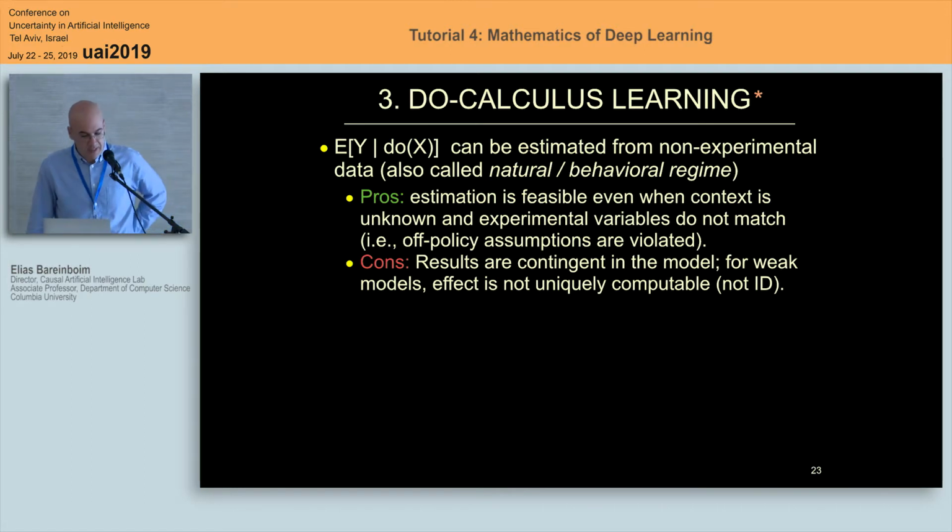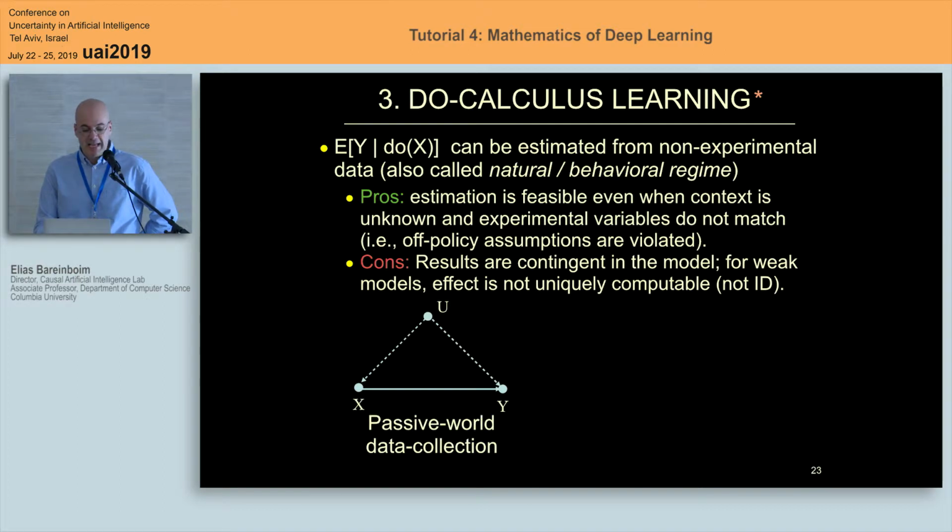Negative results are contingent on the model. You need a causal graph or some level of understanding about these mechanisms. For weak, non-informative models, the effect may not be uniquely computable, or as we call it, non-identifiable.